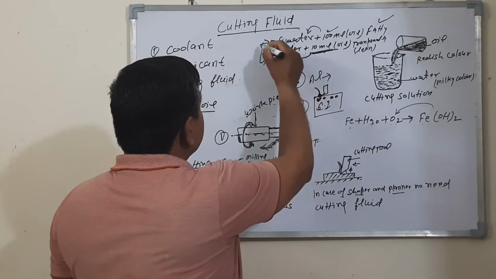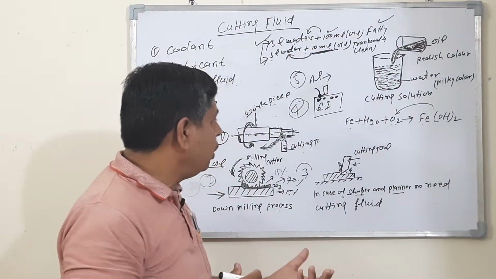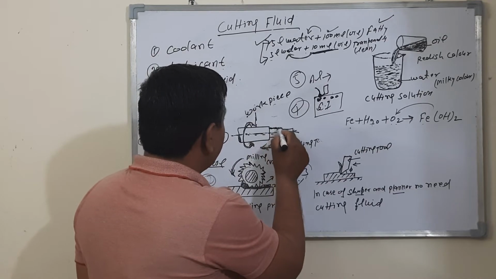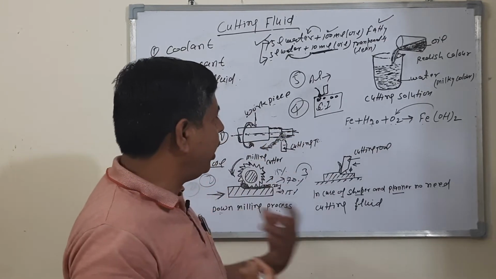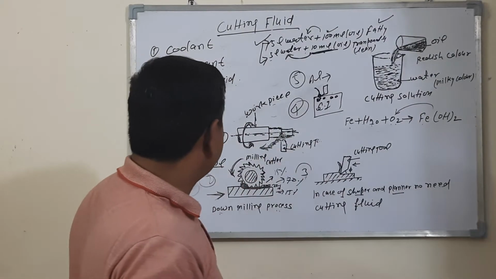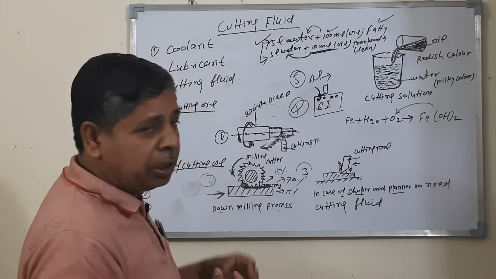So the fatty solution is very suitable for cutting, and you will get a good finish on the workpiece and avoid the problem of rusting.